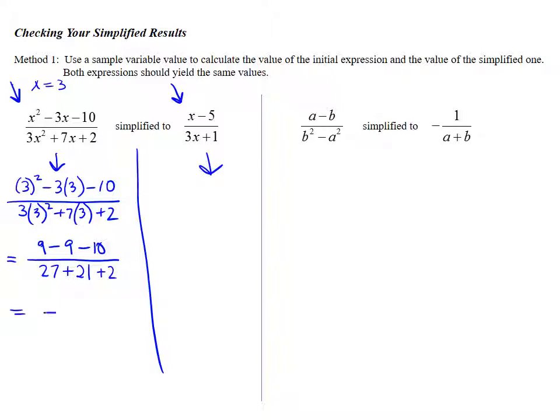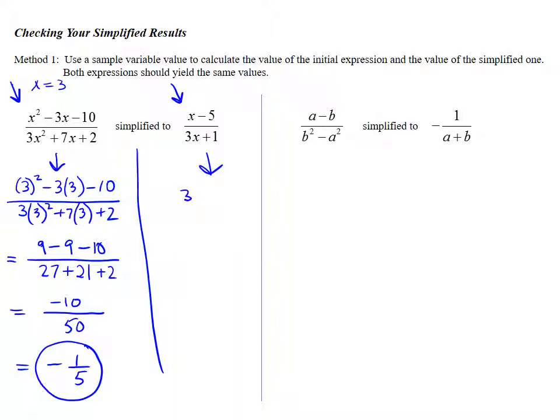Now, adding and subtracting in the numerator and denominator, I get negative 10 on top, and then on the bottom, I get 27 plus 21 is 48 plus 2 is 50. Negative 10 over 50 will simplify to negative 1/5 because both top and bottom have a 10 in common. So in the original fraction, if I plug in x equals 3, I get negative 1/5. Let's see if we get the same thing in the simplified version.